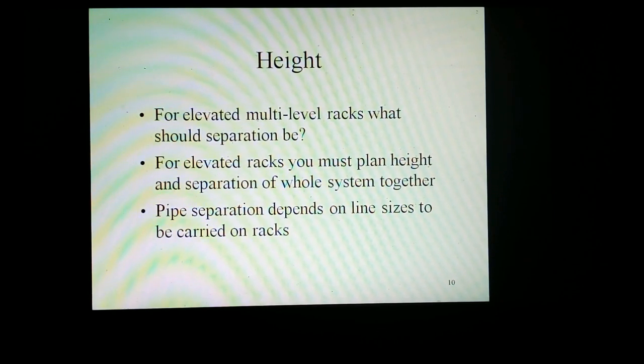For elevated multi-level racks, what should the separation be? For elevated racks, you must plan the height and the separation of the whole system together. The key element in the determination of separation is the line sizes to be carried on the racks.